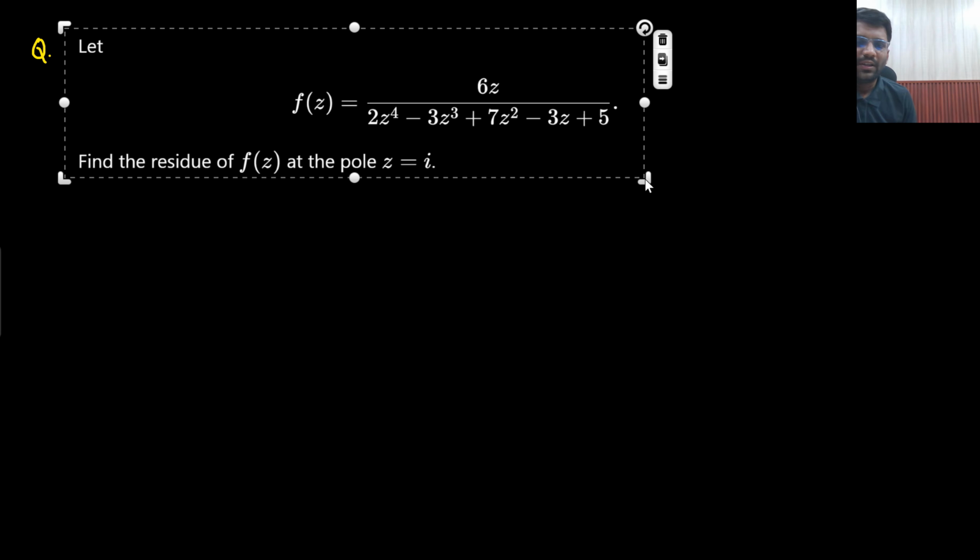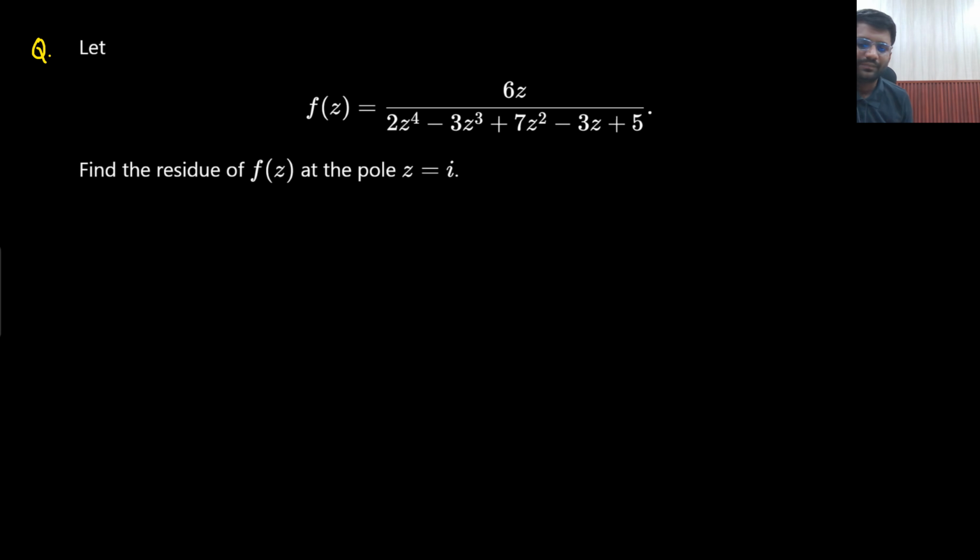This is a GATE PYQ only. You try solving it on your own. You need to find out the residue of f of z at the pole z equals to iota. Which pole are they talking about? Z equals to iota. Where will be the singularities? For sure you know that here the singularity will be pole type only. It could be a simple pole, it could be a multiple pole, it could be a removable pole. But surely it will be pole type only.